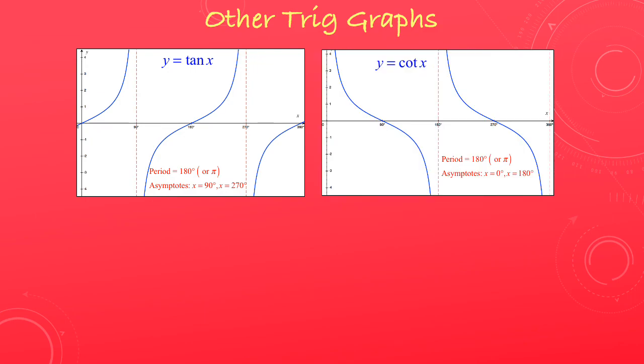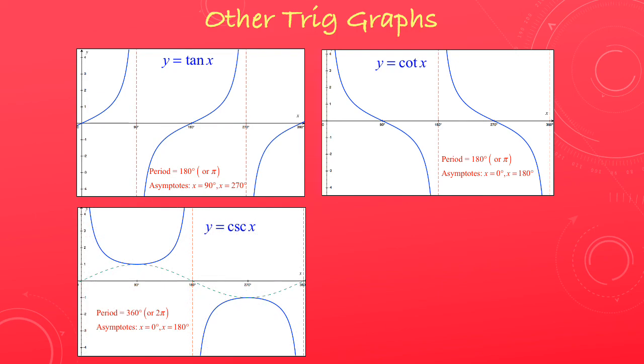Next, we have the graph of y is equal to cotangent of x. It is similar in that the period is 180 degrees, or pi radians. But this has asymptotes at x is equal to 0 degrees, x is equal to 180 degrees, and you could also say at x is equal to 360 degrees as well. Since the cotangent function is the reciprocal of the tangent function, when the tangent function increases, the cotangent function decreases. The shape is similar.